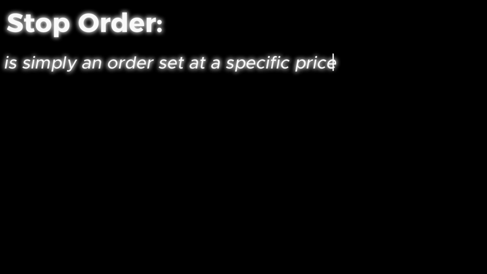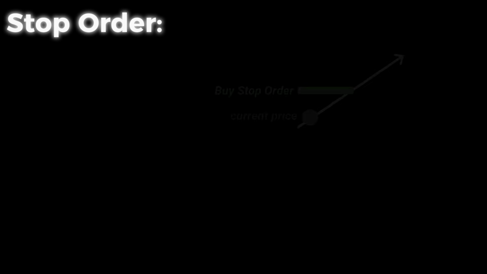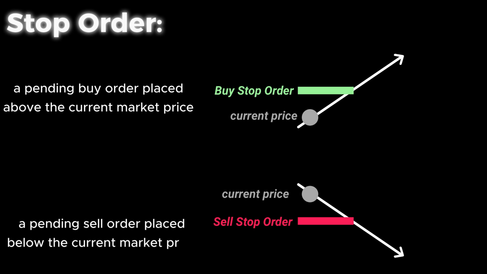Before we continue, if you're not familiar with these terms, a stop order is simply an order set at a specific price. It only triggers if the price reaches that level. There are two types of stop orders. Buy stop, a pending buy order placed above the current market price. Sell stop, a pending sell order placed below the current market price.